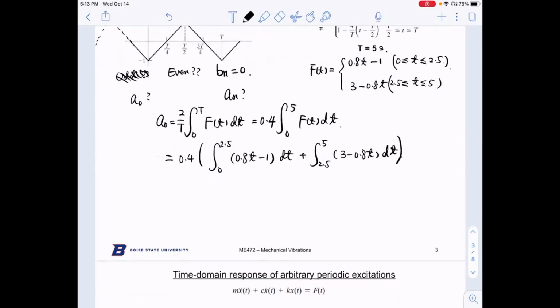That one is simple because whatever is inside of the integral is just a first order equation. So you can easily find that. And then eventually the solution is 0. I can guarantee you that. So actually A naught is the average value of your signal or function. I should say 2 times the average value because there is a 2 on top.